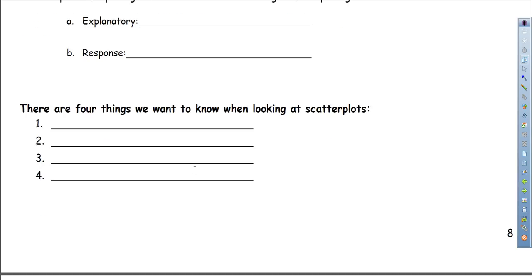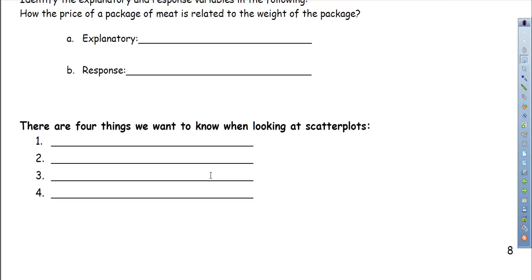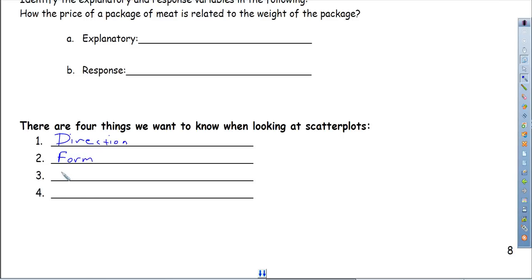Continue down, and this is going to lead us into the four things we're going to discuss when looking at a scatter plot. So the four things we're going to talk about: direction, form, strength, and outliers. These are kind of a snapshot of the four key things we're going to want to make sure to discuss when looking at a scatter plot.